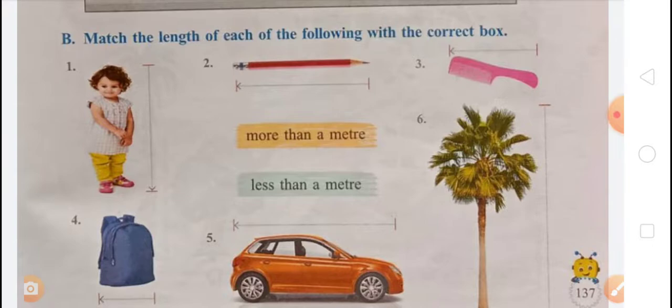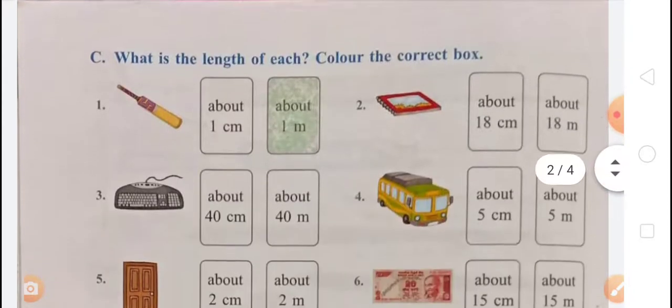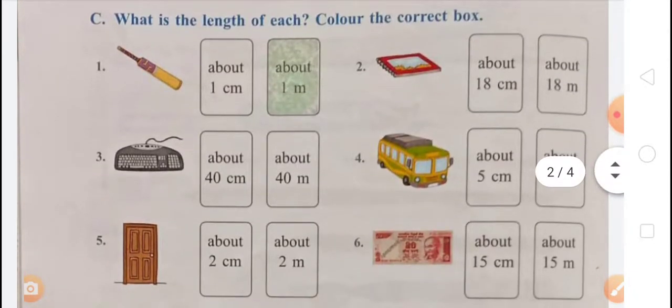Now come to the next question, which is question number C. Color the correct box for the length of each. What you have to do, listen carefully. First there is a bat, and you know that the length of the bat is about 1 meter, so you have to color the about 1 meter box. And the second, you can see that the length of this copy is about 18 centimeters, so you have to match it with the about 18 centimeter box.